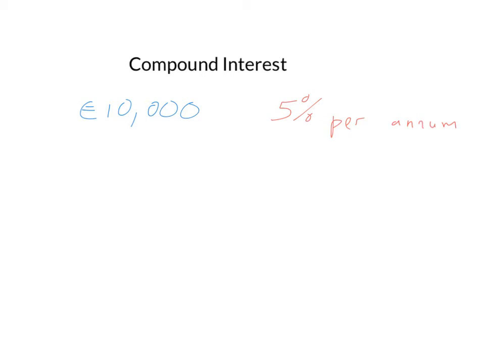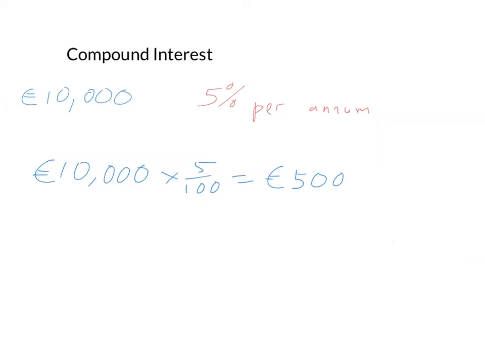So what we do is we get 5% of 10,000 euros. So 10,000 euros multiplied by 5 over 100. This will give 500 euros. So we could say that this is the interest.